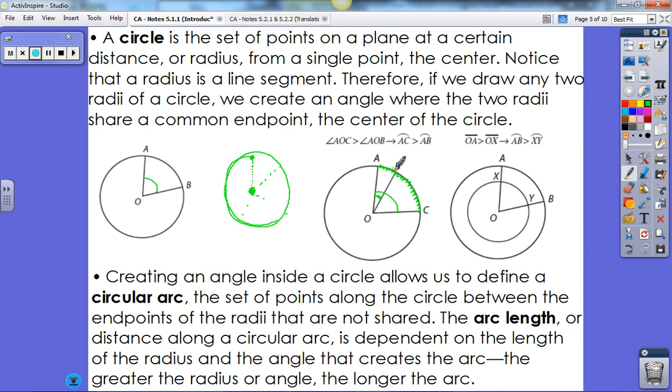And I can see that this arc is also larger than this smaller arc here. So the larger the angle, the larger the corresponding arc. Same thing is true with segments. OA is longer than OX, so this arc is longer than this arc. It talks about it down here.